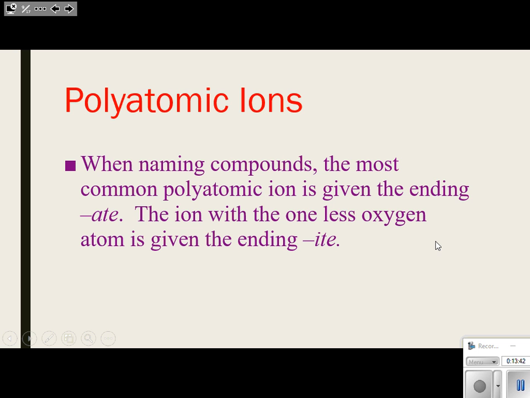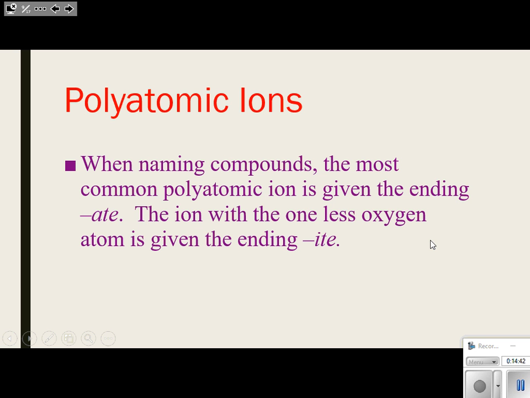A polyatomic ion. Let's break down the word. Poly is many. Many atoms. So an ion that has many atoms. These polyatomic ions usually end in ATE or ITE. So find the ion sheet that I gave you that has a polyatomic ion list, and go through and look at the endings. Most of them are ATE or ITE. The only other one, if I remember right, is a couple of them have an IDE ending, such as cyanide. But most of your polyatomic ions are going to be ATE, ITE.